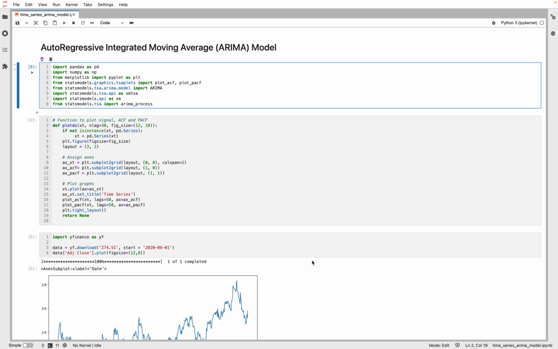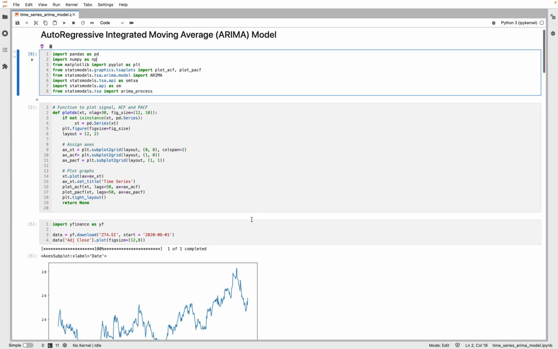However, I feel that this notion of integration is a bit misleading. It is actually a differencing process to mitigate the non-stationarity. For those who are interested to know the theory of ARIMA, please refer to some other videos on YouTube. In this video, we will focus more on the implementation of the ARIMA model on the stock price time series.